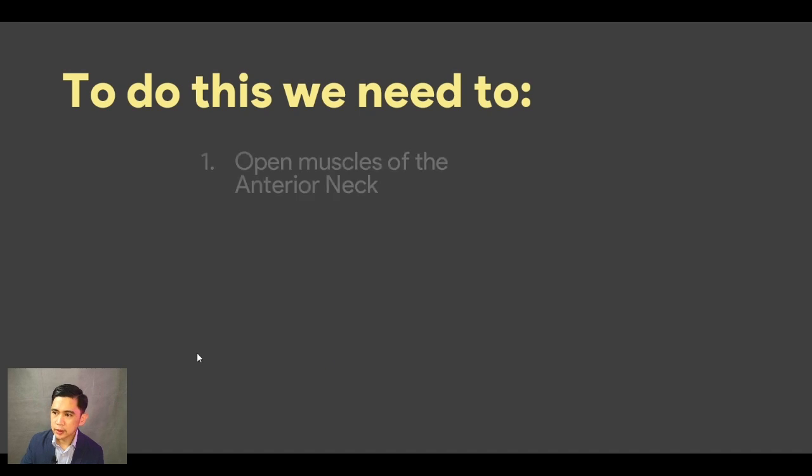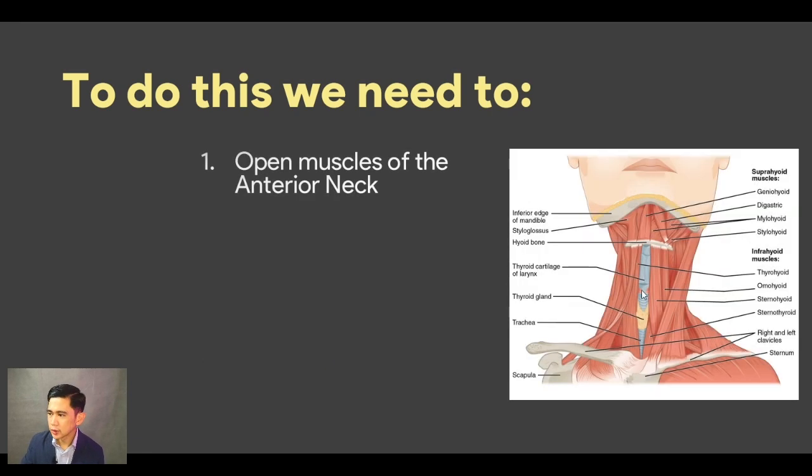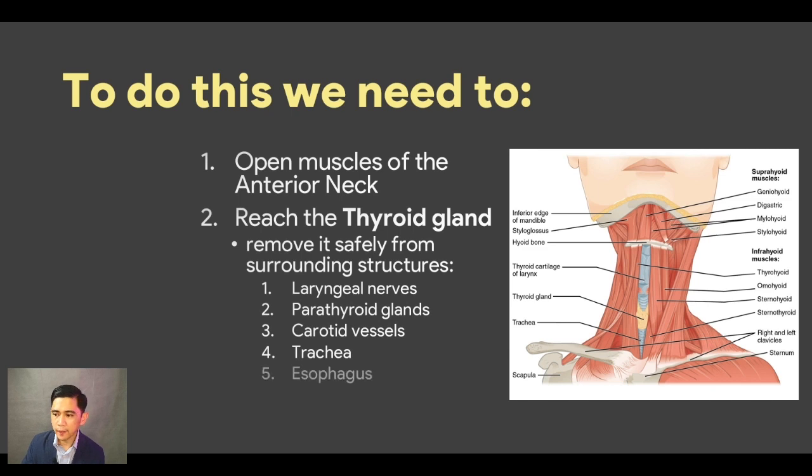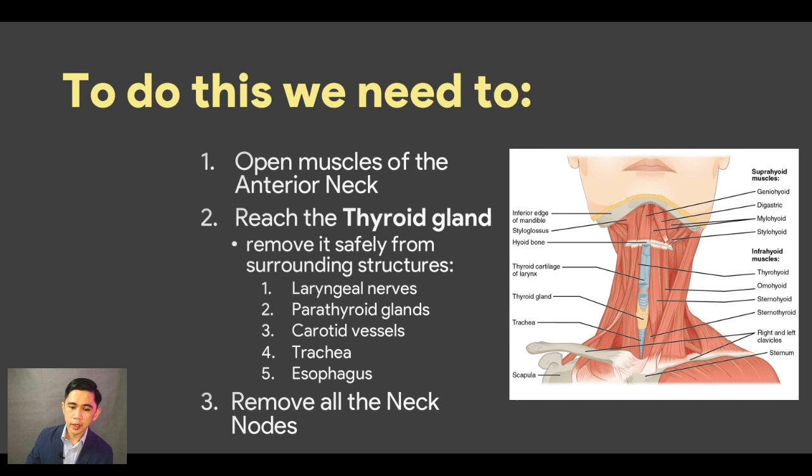So to do this, we need to open the muscles of the anterior neck. The thyroid is situated deep in the neck. It is covered by the anterior neck muscles, such as all of this one. Reach the thyroid gland, remove it safely from the surrounding structures like the laryngeal nerves, the parathyroid glands, the carotid vessels, the trachea, and the esophagus, and also remove all the neck nodes.